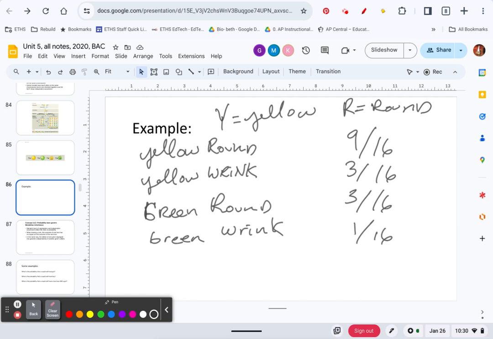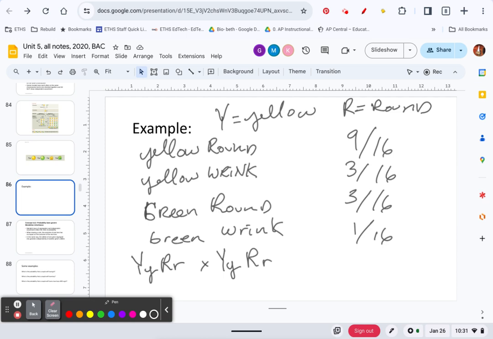But if it is independent assortment, then if you start off with two traits and you are heterozygous for both of those traits, you always get 9 to 3 to 3 to 1. Always.